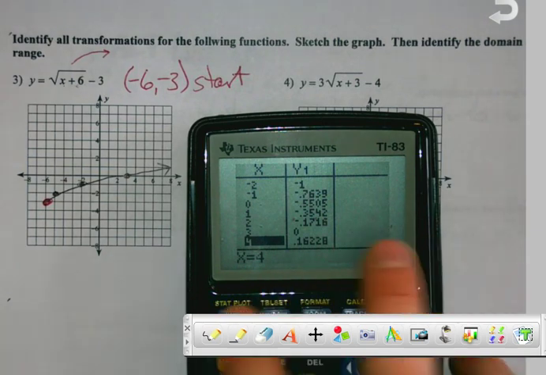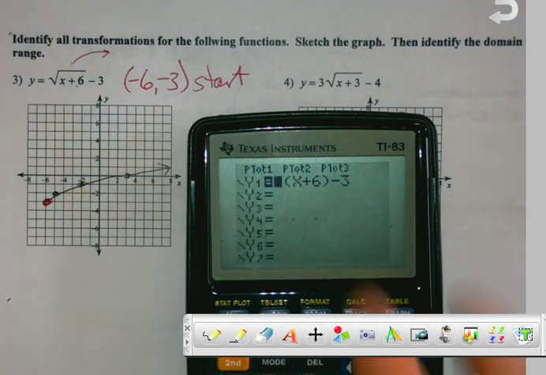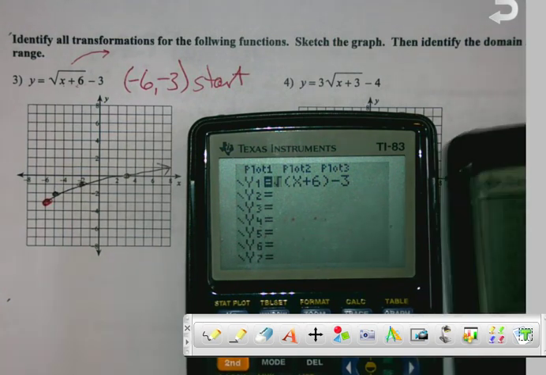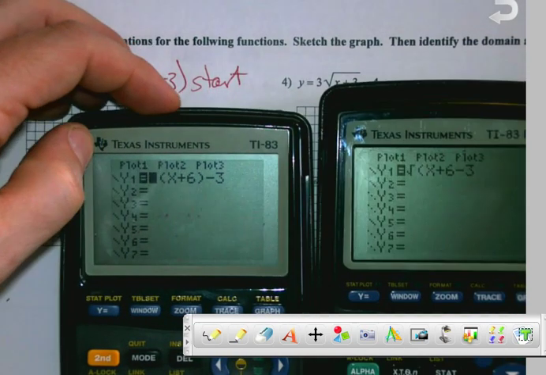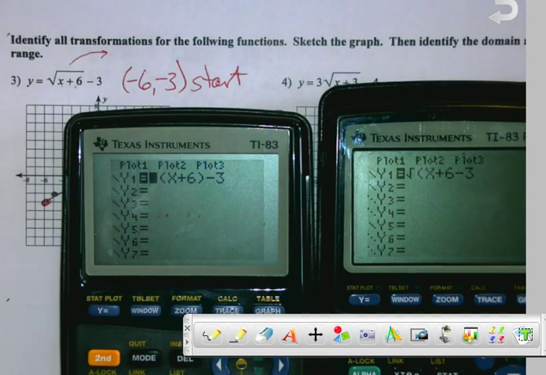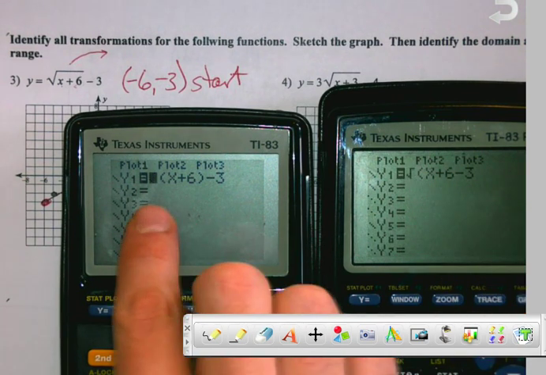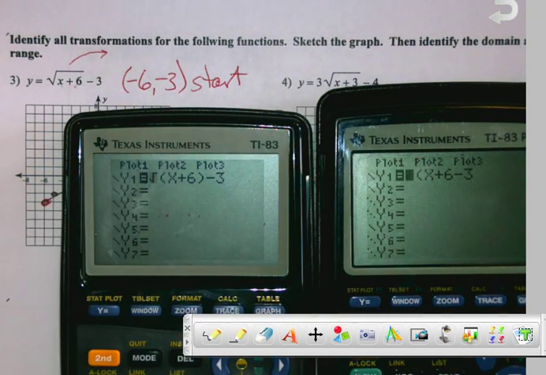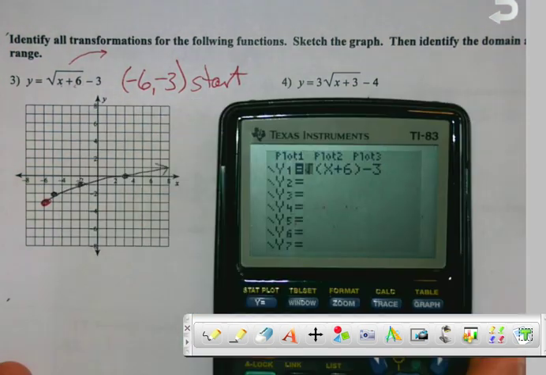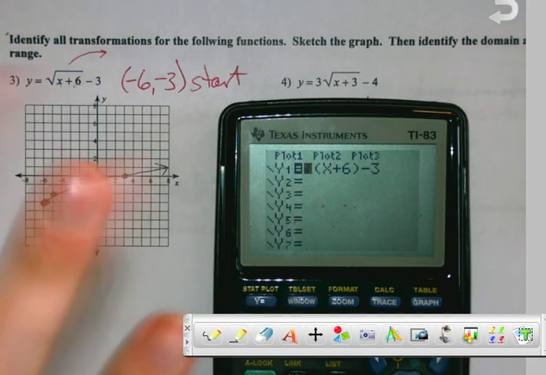When you're typing these in, notice on mine how I close my parenthesis after the +6. If you forget, I'm going to do a little side comparison here. If you forget, what the calculator is going to do is do all of this stuff and then take the square root. So if I wanted to do the square root of x plus 6 and then do the -3 outside, I've got to make sure I close that parenthesis first. So that's how you could end up with a different graph on this one. This is the way that we want it to look. And again, that's fine to have on there.